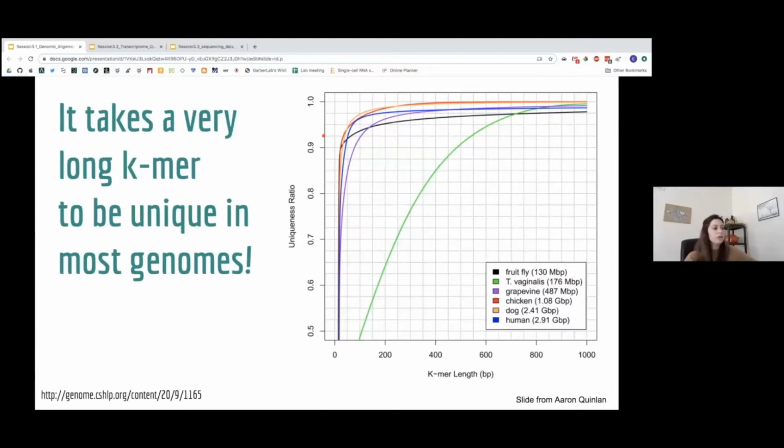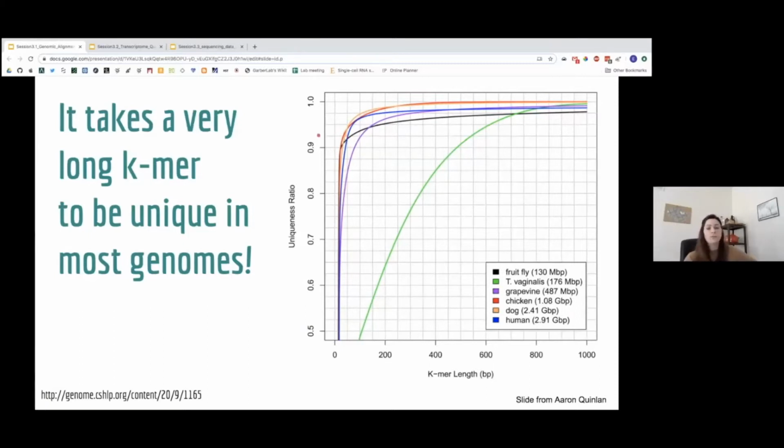So think about this in terms of the sequencing reads that we usually have. 50 bases is a very regular size we have. Not all of them are going to match uniquely to the genome. That's already to be expected.